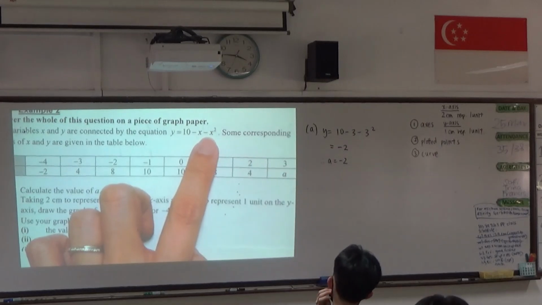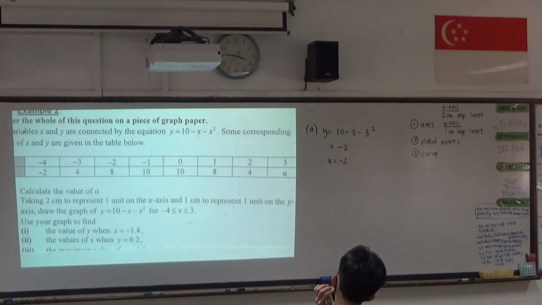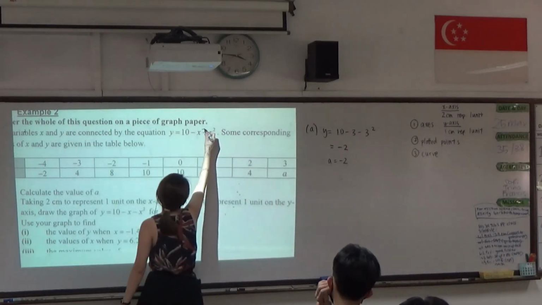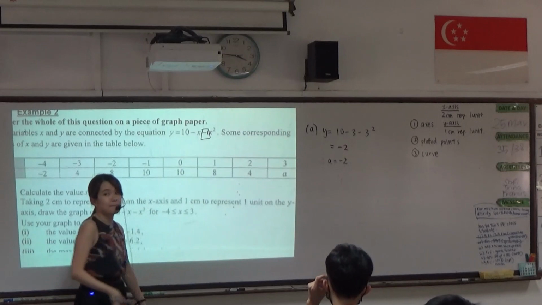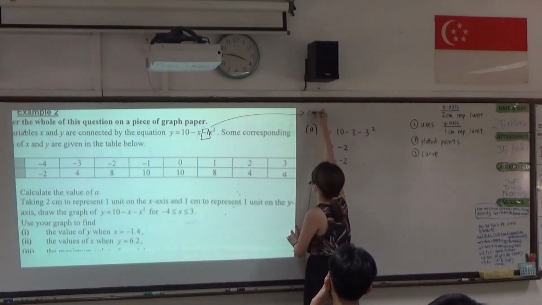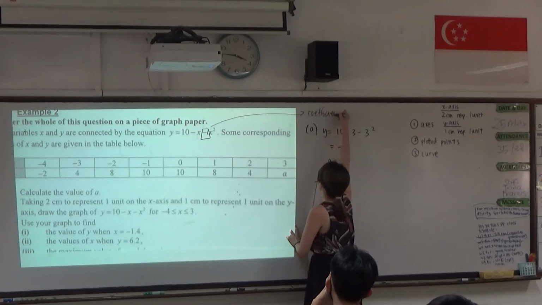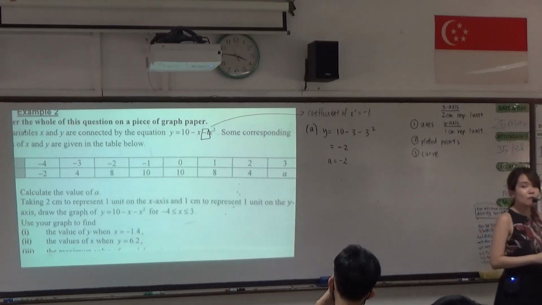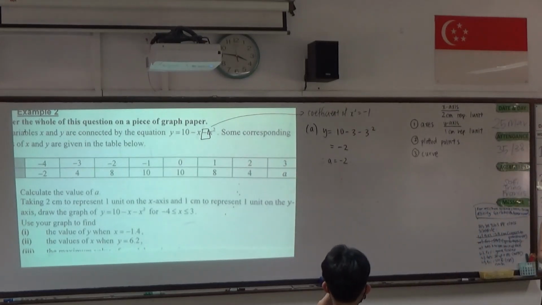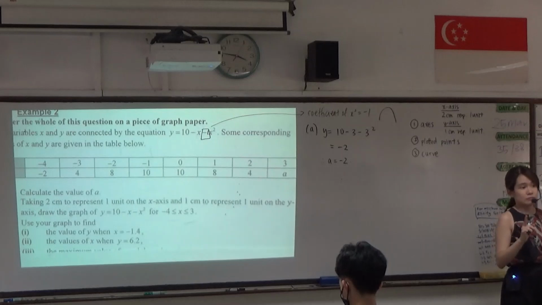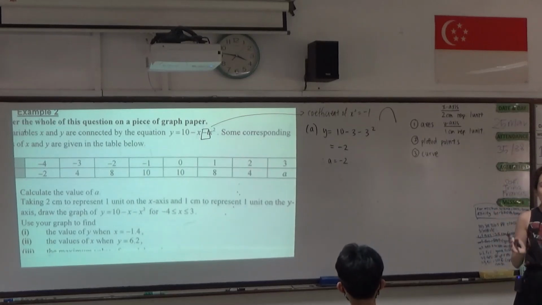What do you think? What is a? Our a is what? Negative 1. In front of x squared is actually a negative sign. It is actually negative 1. So in this case, our coefficient of x squared equals negative 1. For which, what kind of shape are we expecting? A happy face or sad face? Sad face. So you must know what to expect, otherwise you end up drawing wrong graphs.